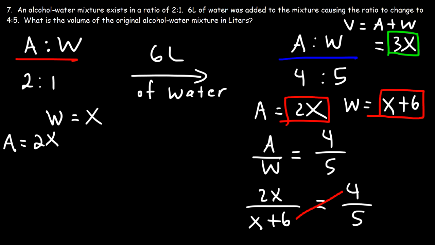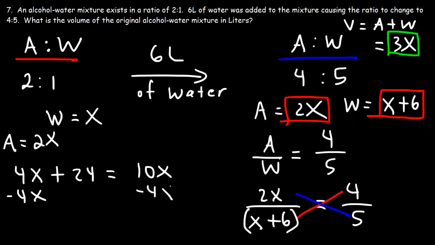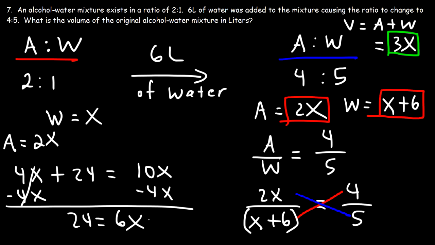So it's going to be 4 times X plus 6. Don't forget to distribute. So that's 4X, and then 6 times 4 is 24. And then that's going to be equal to 2X times 5, which is 10X. Subtracting both sides by 4X, we have that 24 is equal to 10 minus 4, which is 6, or 6X. And dividing both sides by 6, we can see that 24 divided by 6 is 4. So X is 4.